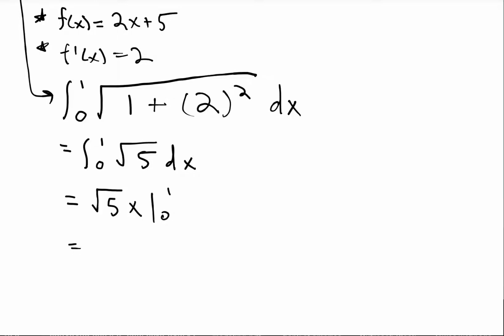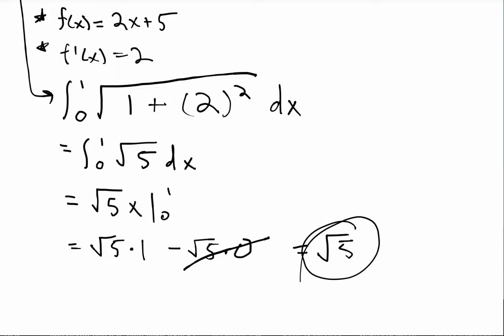At this point, I can evaluate my bounds. That means plugging in my top and subtracting what happens when I plug in my bottom bound. Multiplying anything by 0 gives you 0. And multiplying anything by 1 gives you itself. So in this particular case, root 5 was our length. Okay? This is how we would use calculus to solve this problem.